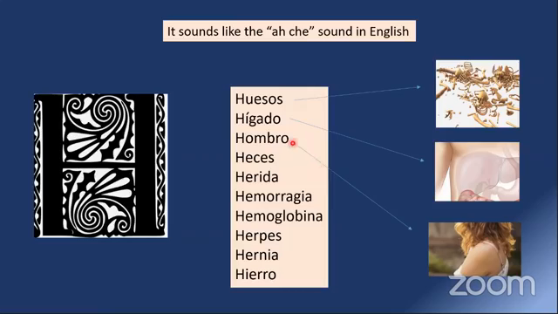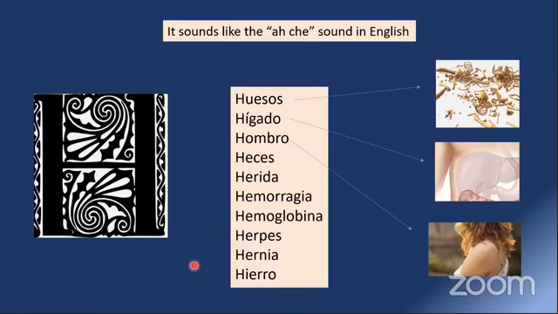It's hombro. It's not hombre, because hombre means man. My husband is hombre. Okay? He's a guy. Heces. Heces means a stool. When you need a sample, you give the patient a bottle and say, put the heces here. It's the stool sample. Herida. Herida is the general term for wound. Hemorragia is the bleeding. Hemorragia is the hemorrhage. Hemoglobina. I think you know what's that. Herpes.